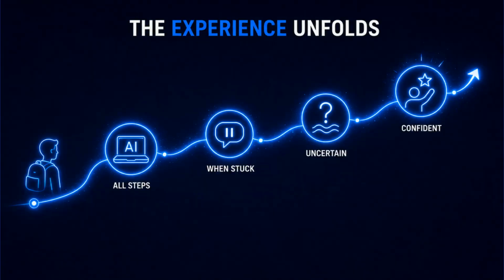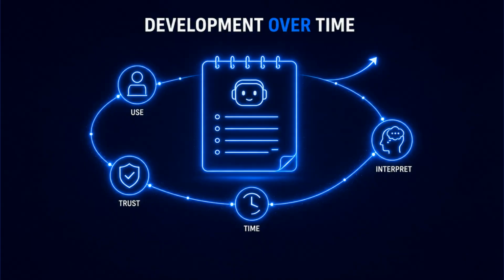A learner may begin by using AI for every step, then later use it only when stuck. Another may begin with excitement, but later feel uncertain about dependence. Another may move from anxiety to confidence. These shifts matter because they show the experience unfolding. In planning notes, this layer might sound like shifts in how learners use, trust, or interpret AI support over time. This layer helps the interview make room for development rather than treating the experience as a single moment.